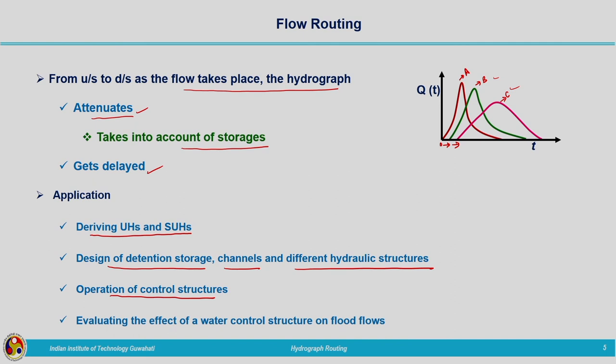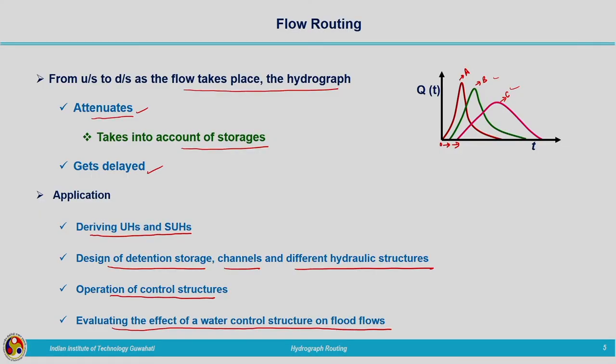Then next application comes in evaluating the effect of water control structure on flood flows. Sometimes for flood control purposes, we will be constructing certain control structures. Once the control structure is constructed, by making use of the routing techniques, we can calculate the flood which is expected at the downstream side by making use of the flow routing techniques. So, that can be utilized for the evaluation of the effect of water control structure within the river on flood flows. And several applications are there as far as flow routing is concerned.